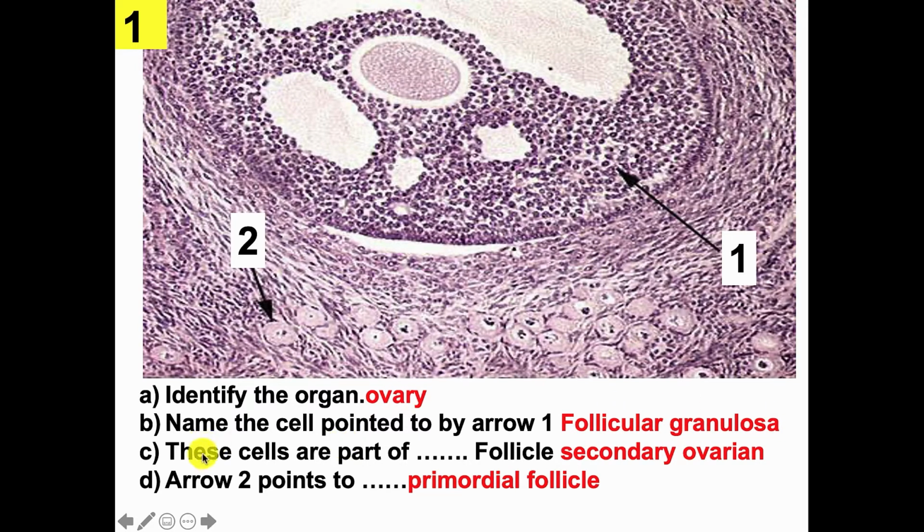Number 3 or C, these cells are part of which follicle? As long as you can see cavities, multiple cavities, or one small cavity, crescent shape, it is the secondary follicle. So it is the secondary follicle due to the presence of multiple ovarian cavities. Arrow 2 points to primordial follicle. These are the primordial because it is surrounded by one layer of flat squamous cells, which are the follicular cells.